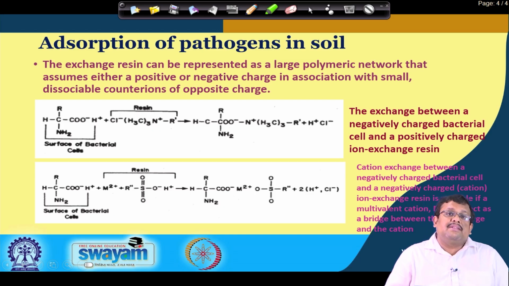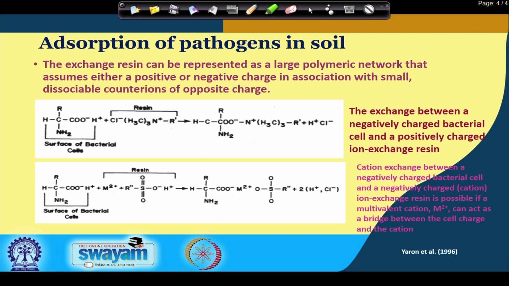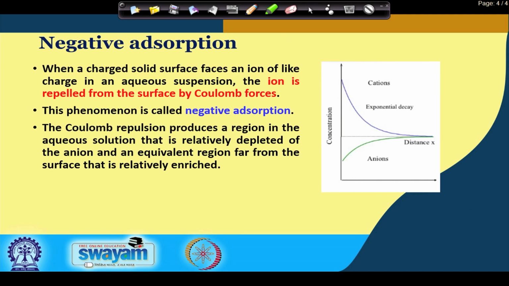Adsorption of pathogen in the soil was discussed in terms of reaction between the bacterial cell wall and the different charge, negatively and positively charged ion exchanger resins, and I have showed you two examples where these ion exchanger resins are reacting with the surface of the bacterial cell, so that the pathogens are getting attached to the soil surface. Then we discussed in details the negative adsorption.